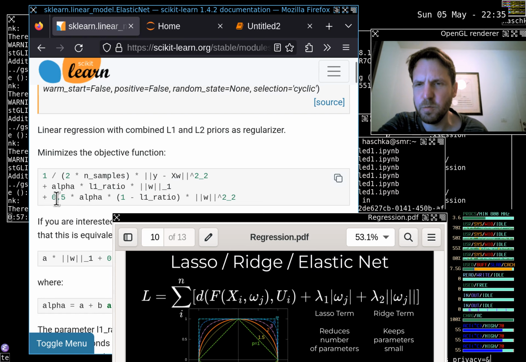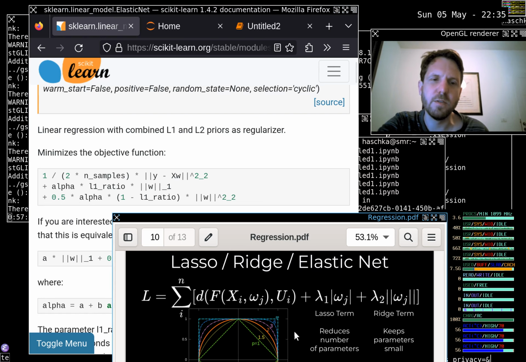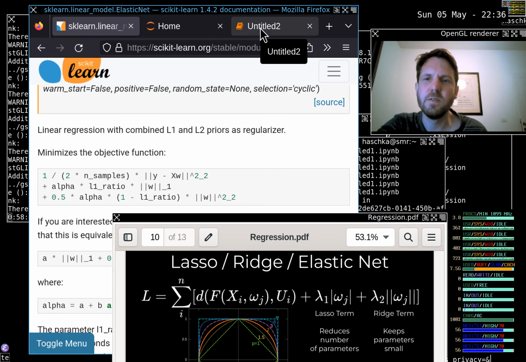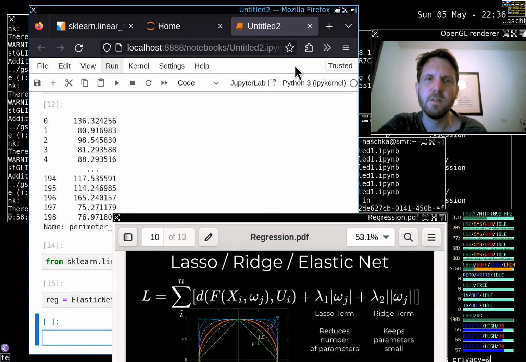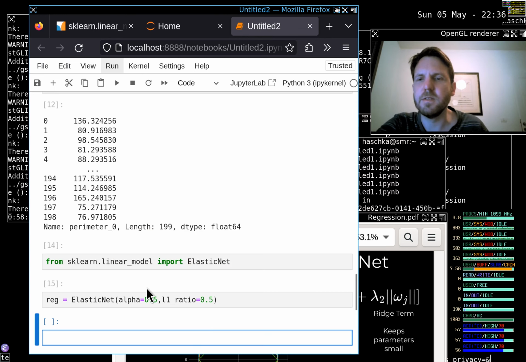They also use this 0.5 term here to model these two objects, which are lambda 1 and lambda 2. Instead of using lambda 1 and lambda 2 directly, they use this alpha and L1 ratio terms in order to shift from the lasso to the ridge. This is kind of how it works. Okay, so far so good. We will use this in our system here and have this elastic net going on.